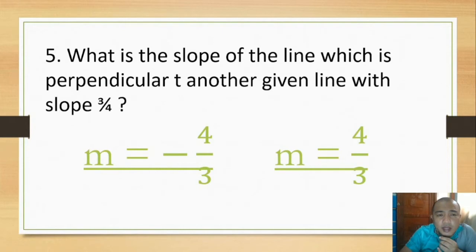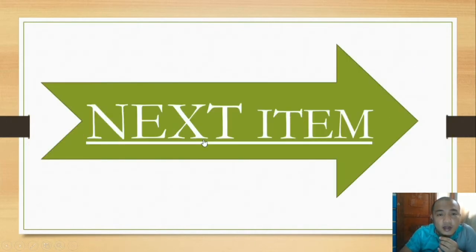Next item, how about this? What is the slope of the line which is perpendicular to another given line with slope 3/4? To solve this problem, we just get the negative reciprocal of 3/4, because the product of the slopes of perpendicular lines is equal to negative 1. So the slope of the other perpendicular line should be the negative reciprocal of 3/4, which is negative 4/3. And you are correct again.